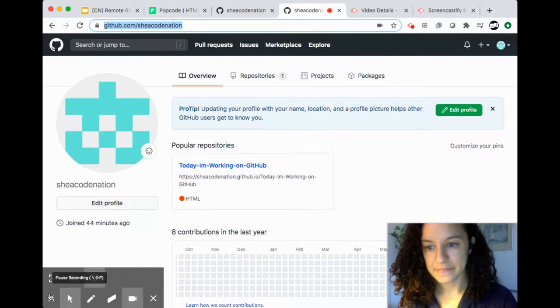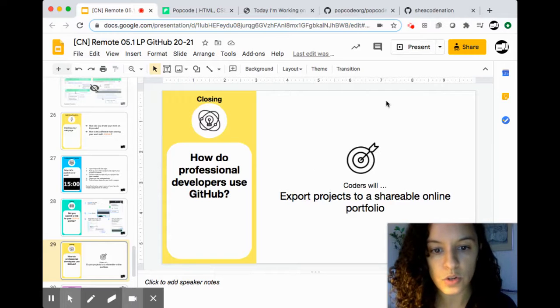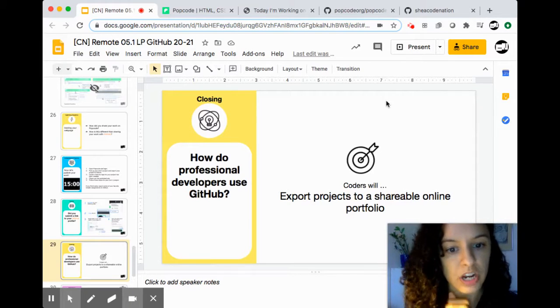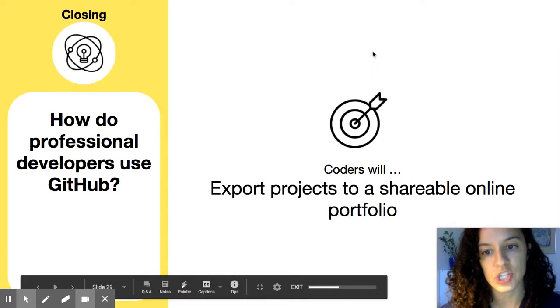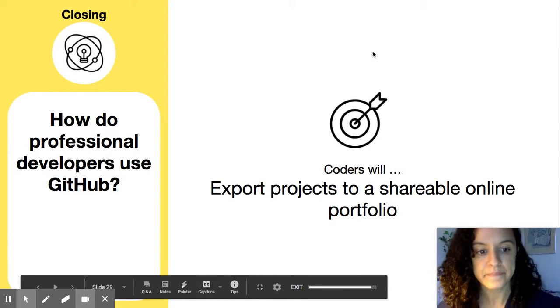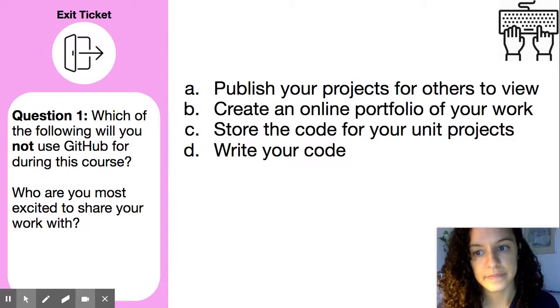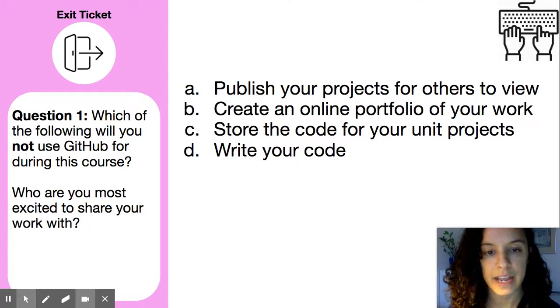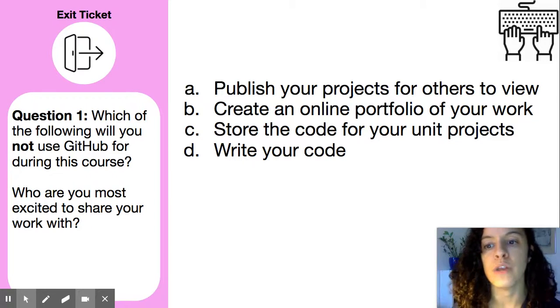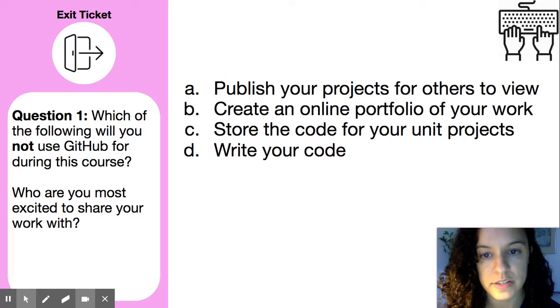All right. Our goal for today was that coders export projects to a shareable online portfolio. So how do professional developers use GitHub? All right, so take a moment to think about how developers use GitHub. And a question for you, which of the following will you not use GitHub for during this course? Okay, so our exit ticket is, which of the following will you not use GitHub for during this course?